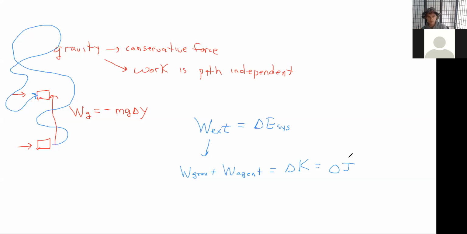Which means the total work done by all forces has to be 0. So in this problem, the work done by gravity is the same in all cases because they all start and stop at the same position. Even though they took different paths, they started at the same height and ended at the same height. The work done by the agent has to equal the opposite of the work done by gravity. So if gravity is doing the same amount of work in all cases, the agent is also doing the same amount of work in all 4 cases.